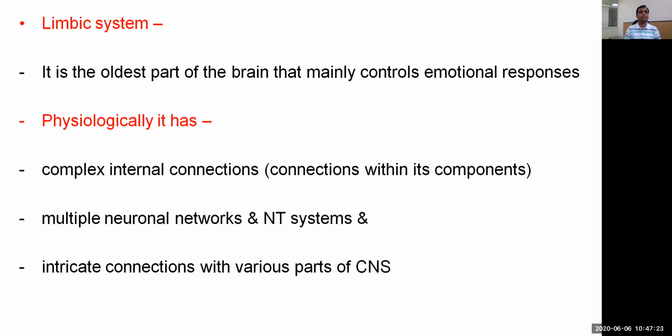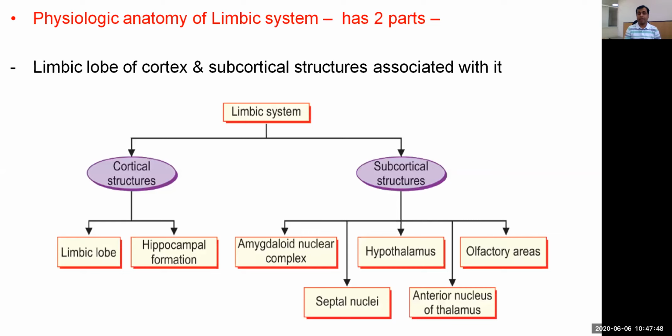Let us begin. What is the limbic system? It is the oldest part of the brain that mainly controls the emotional responses. Physiologically, it has complex internal connections within its components, multiple neuronal networks and neurotransmitter systems, and intricate connections with various parts of the central nervous system. If we see the physiological anatomy, it has two parts: the limbic lobe of the cortex and the associated subcortical structures. That means the limbic system has a cortical structure and a subcortical structure.